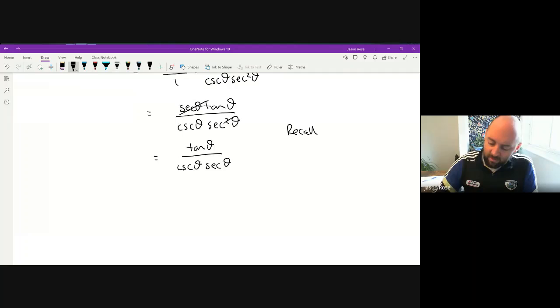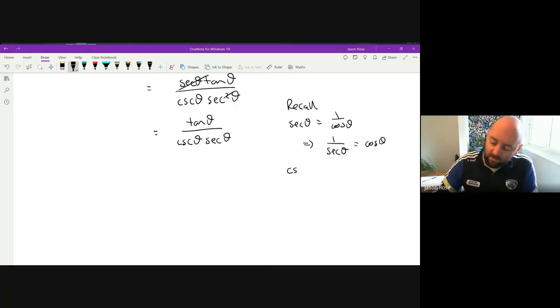Recall that we had secant theta is 1 over cosine theta, but that means that 1 over secant is equal to cosine. We also have cosecant theta was equal to 1 over sine.